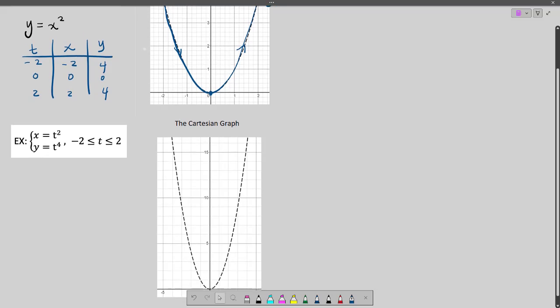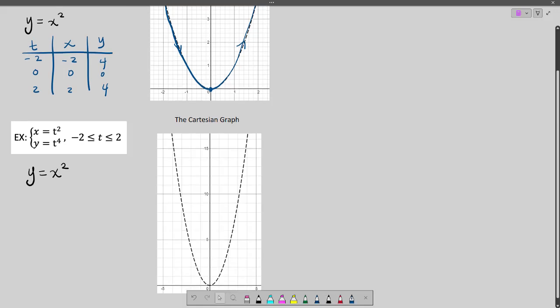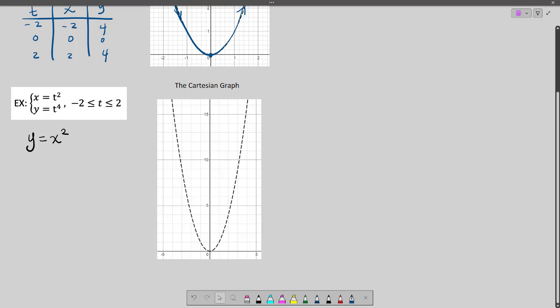Now we're going to see something similar to what we saw in the last problem. This parametric curve has the same Cartesian equation. If we take the t squared and substitute it in here, so take t squared, turn it into x, this becomes an x squared. Same exact Cartesian equation.